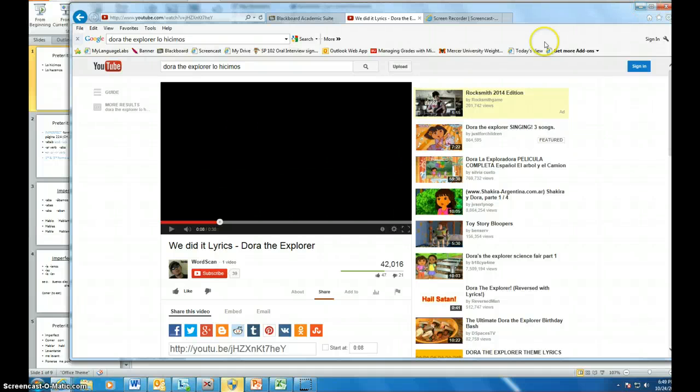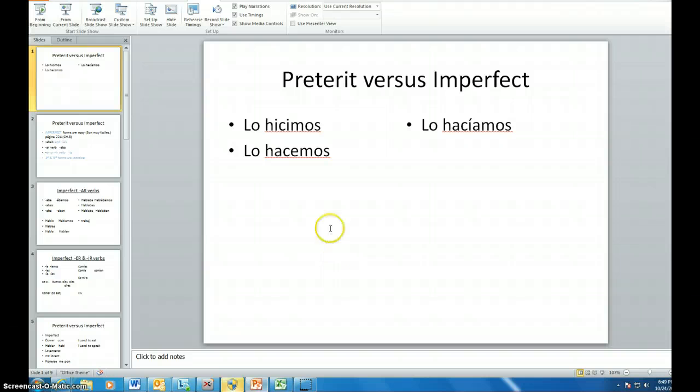When Dora and her little sidekick Boots sing that song, they're using the preterite past tense form of the verb hacer. This form, emos, probably looks familiar to you, mos. It's kind of like in the present tense from hacer, we do. This would be we do it. Lo is a direct object pronoun meaning it. It goes in front of the conjugated form of the verb. So we do it, past tense, we did it, lo hicimos.